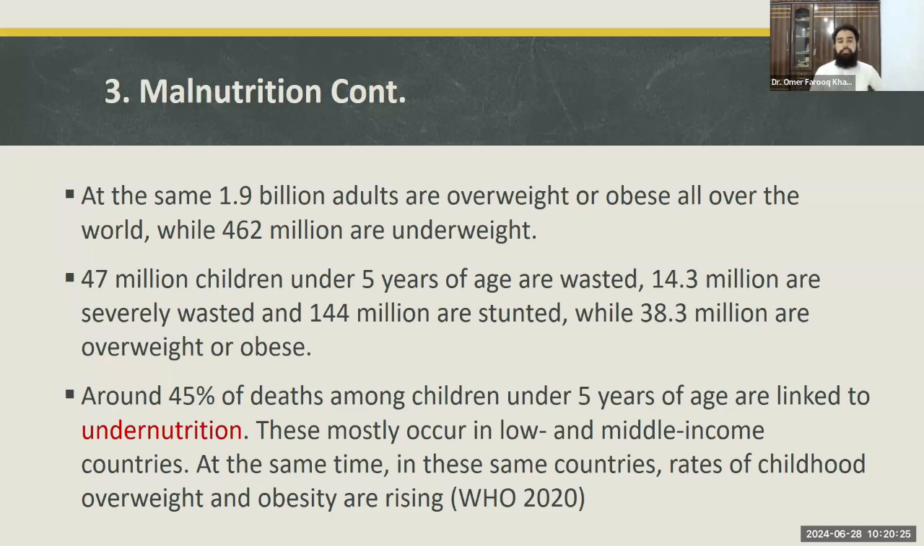Around 45% of deaths among children under 5 years of age are linked to undernutrition. That is a whopping figure. It means the majority of children who die in hospitals due to various illnesses, whether pneumonia, diarrhea, meningitis or tuberculosis, almost half of them die just because they are undernourished and their own body cannot fight the disease along with the antibiotics and treatment that the doctors give. These mostly occur in low and middle income countries. At the same time, in these same countries, rates of childhood overweight and obesity are also rising. But basically, childhood obesity and overweight is a problem of the developed world.